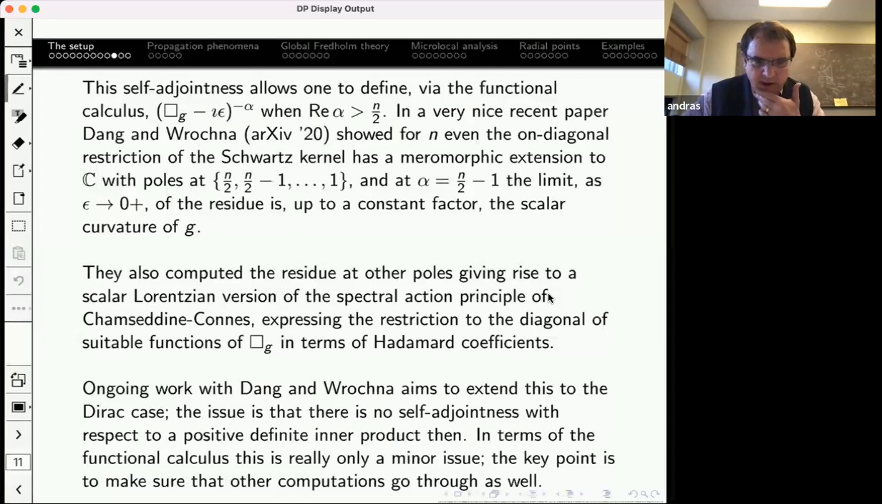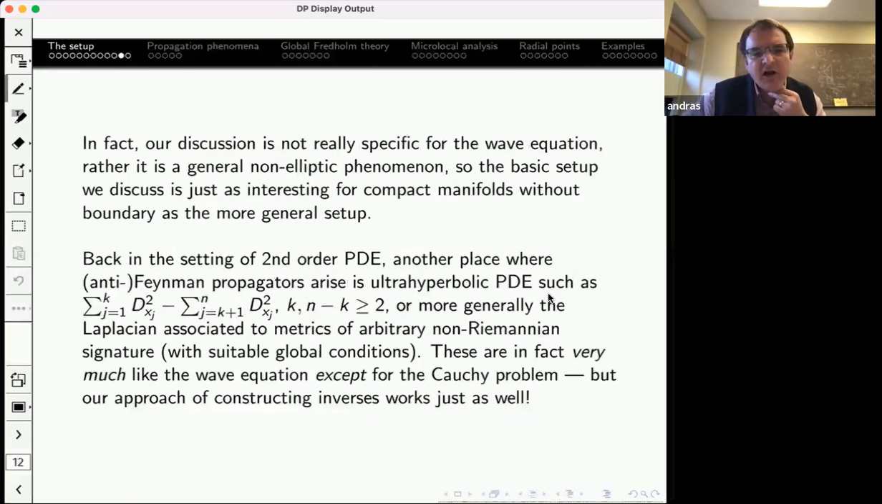Okay, so in fact, I wanted to step back and say that all this is not really specific to the wave equation. It's a general non-elliptic phenomenon. In particular, one can think about ultra-hyperbolic PDEs. This is where, in terms of space and time in the Lorentzian world, you would have a bunch of space and a bunch of time directions, at least two of each. Otherwise, you could just switch what you call space and time.